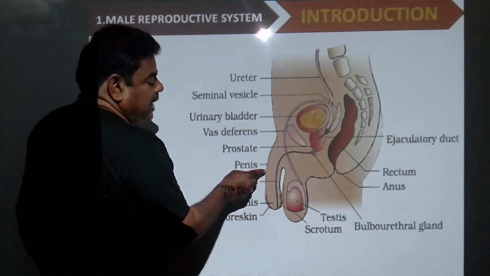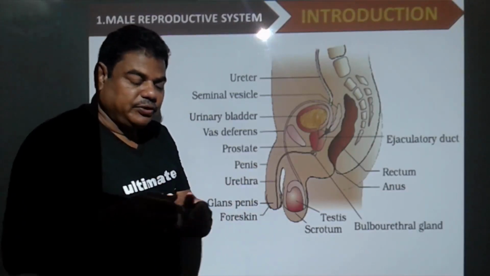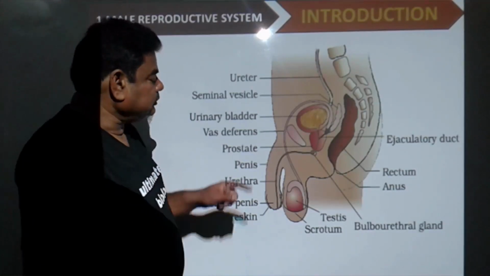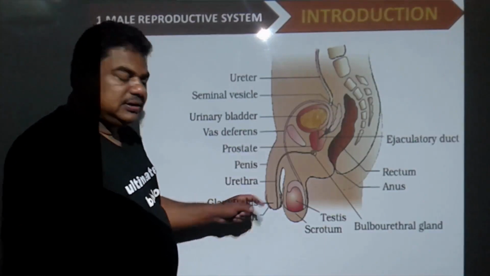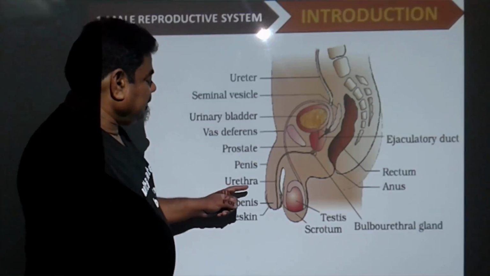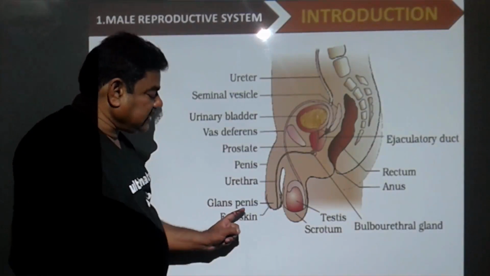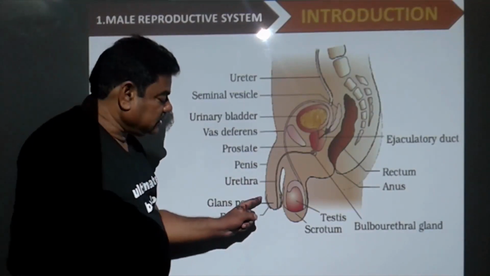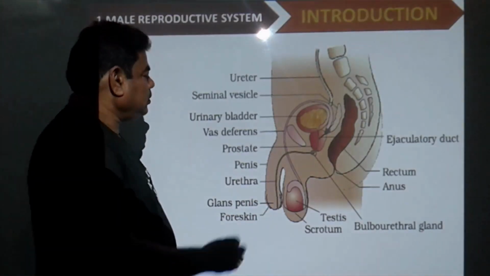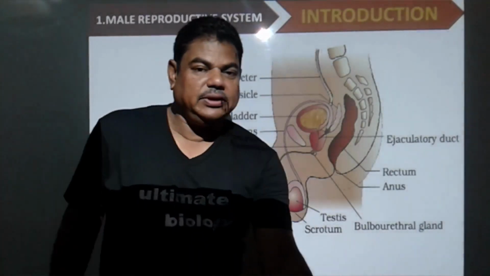Then the last part of the male reproductive system is the external genitalia, which is present outside the pelvic region. That is the penis. The penis is a copulatory organ, and at its tip it shows this portion we call the glans penis, covered with skin known as the foreskin. So this is all about the male reproductive system.